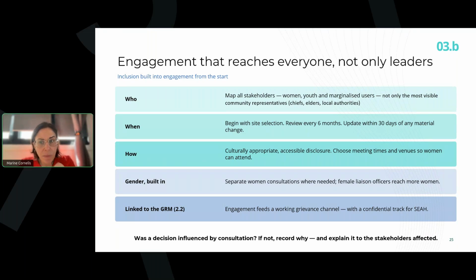The test to remember is, did the consultation actually influence the decision? If not, you must record why and explain it to the people affected. Now, over to you, Anjali.